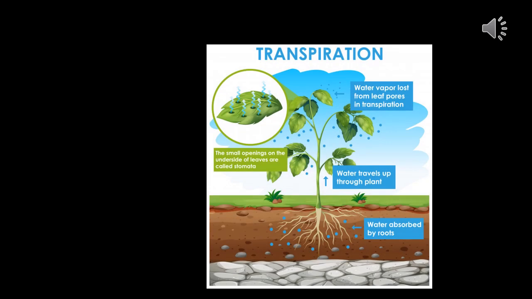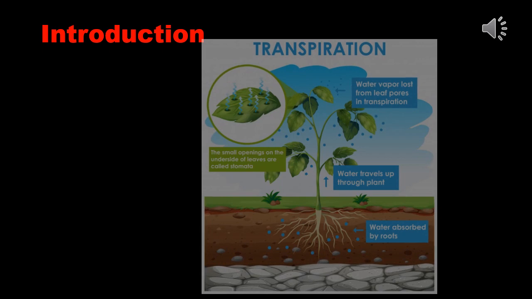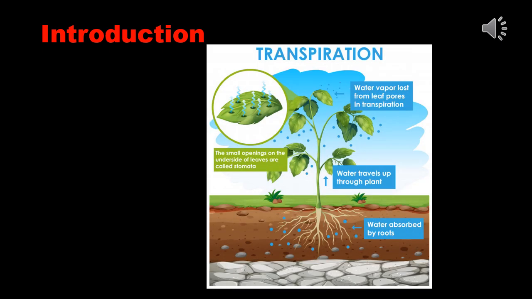In the previous chapter, you learned that the roots of the plant continuously absorb water from the soil. This water is conducted upwards through the stem and is distributed to all the aerial parts, including the leaves. Only a small quantity of the absorbed water is used by the plant. That is, about 2% of the absorbed water is used by the plant in photosynthesis and other activities.